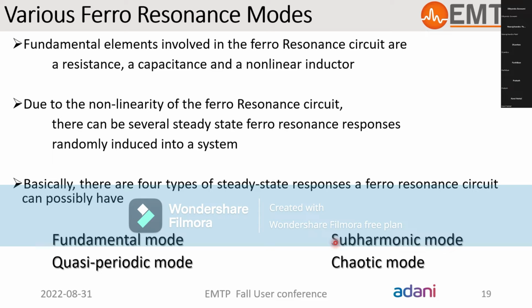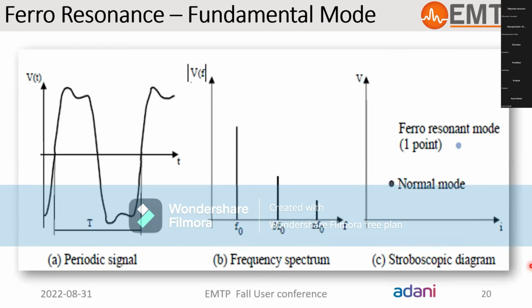So due to the non-linearity of this ferroresonance circuit, several steady state ferroresonance responses can randomly occur in the system. Basically, there are 4 types of steady state response a ferroresonance circuit can possibly have. Mainly, they are fundamental, subharmonic, quasi-periodic, and chaotic mode.